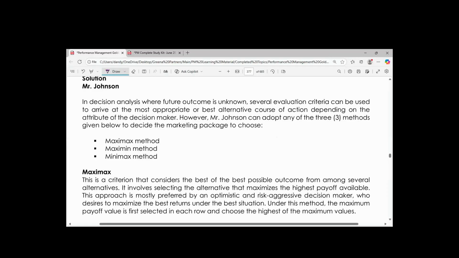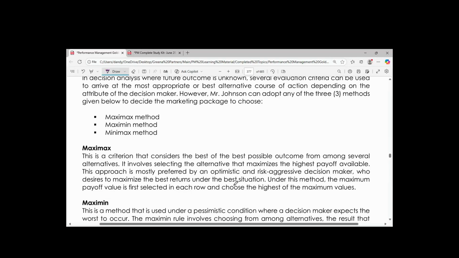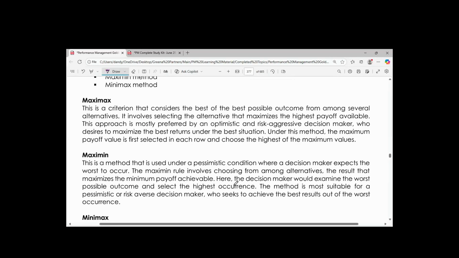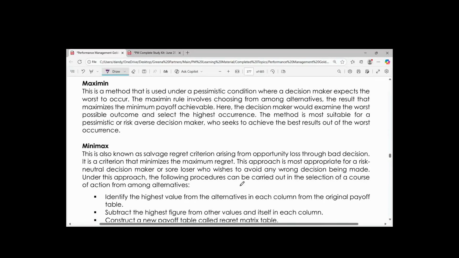Which kind of decision maker or investor prefers the Maximax criterion? It is an optimistic individual that uses Maximax. Maximin is used by a pessimistic individual. Minimax is used by a risk neutral individual. All these things are what the examiner is asking you. This is the way I explain it. Just talk about each of them, and then you are good to go.